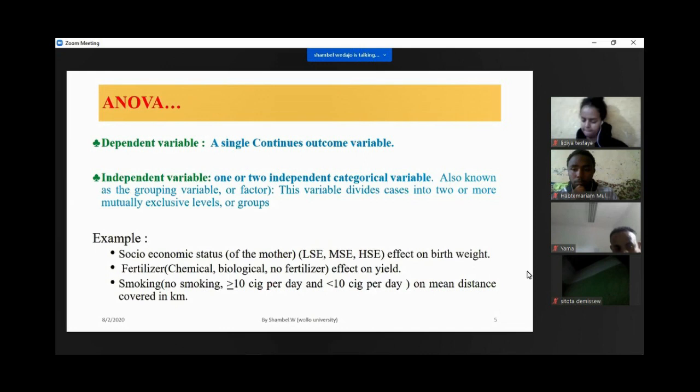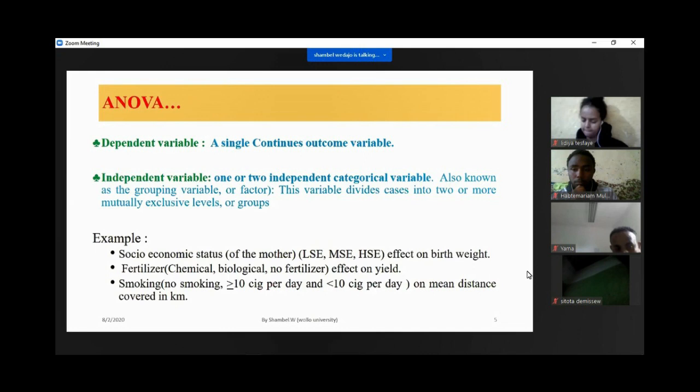Another example is fertilizer. The fertilizer can have an effect on yield. Different types of fertilizers in agriculture do have different effects on yield. Some farmers may use chemical fertilizer, so they have their own yield. Some farmers use biological fertilizer, so they have their own yield. Some farmers didn't use any fertilizer, so they have their own yields. Each yield, from chemical, biological, and no fertilizer, has its own mean. The question is, do those means differ?